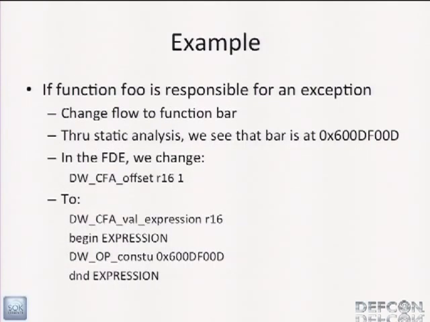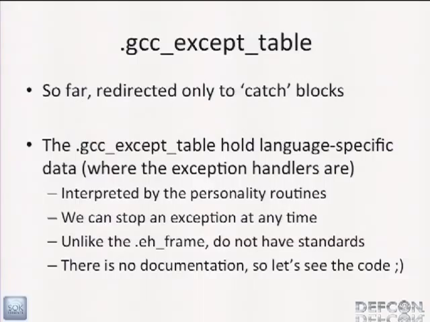So if we've got some function that is responsible for handling an exception, and we decide, hey, wait a minute, we want this other function to handle the exception instead, we can just set up the DWARF instruction in an FDE to, instead of reading R16, which is the program counter register, from the stack, set it to some hard-coded value, and then the unwinding will proceed to the function we wanted it to.